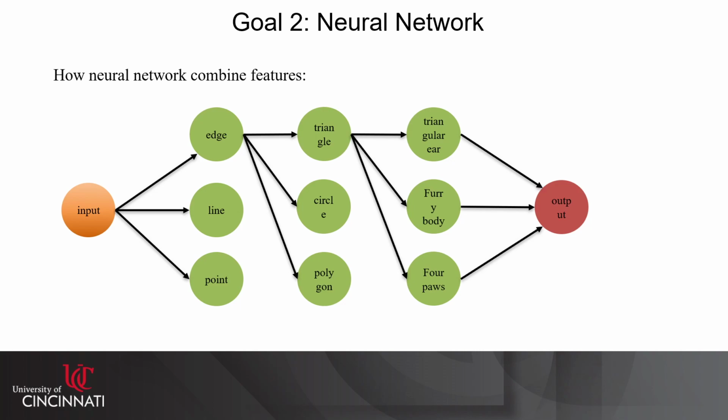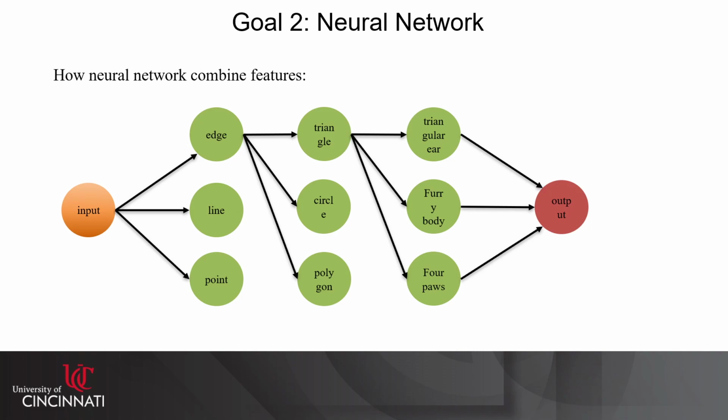Then the next layer neuron will look at, okay, there's an edge, and there's a line, and there's a triangle, and there's not a triangle. The triangle neuron will identify all the triangles based on the edge and line and point information, and it's only able to detect the triangle, nothing else, nothing more. However, though it's very limited, it was connected in a third layer. It will pass its information to the triangular ear.